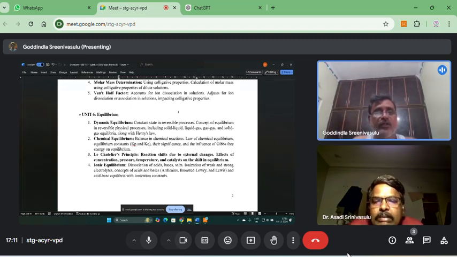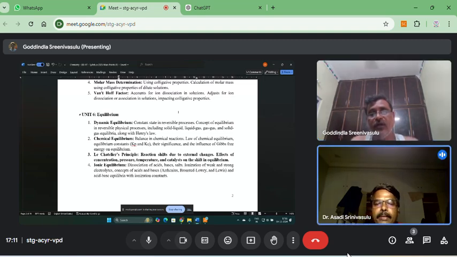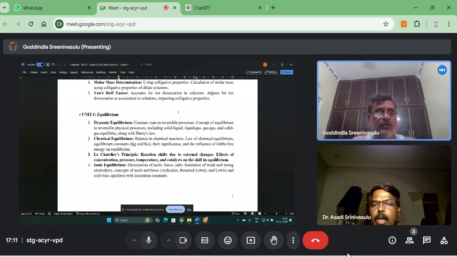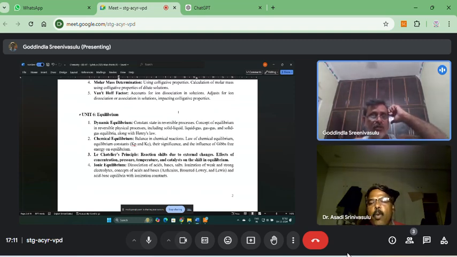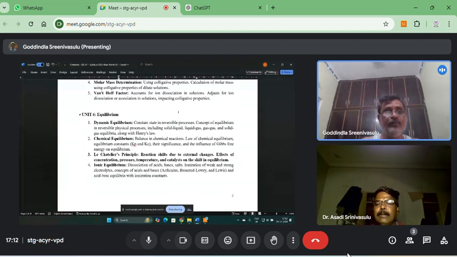So ionic equilibrium is the dissociation of acids, bases, and salts, ionization of weak and strong electrolytes, the concepts of acids and bases, Arrhenius theory, Bronsted-Lowry theory, Lewis theory, and acid-base equilibria with ionization constants. These are some of the topics that we come across in ionic equilibrium.